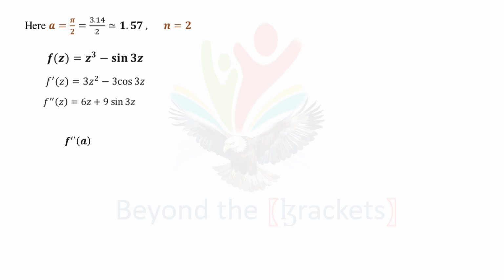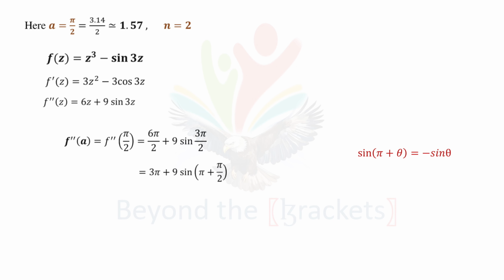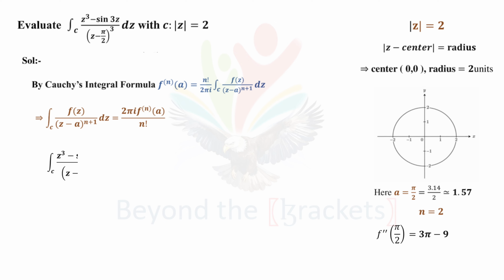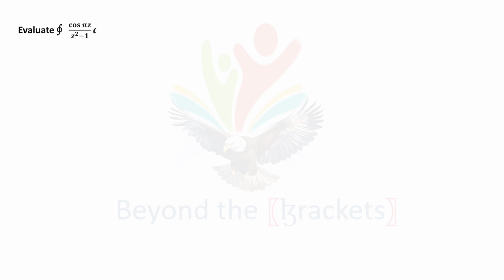f double dash of a will be equal to f double dash of π/2, which will be equal to 6π/2 plus 9 into sine 3π/2, which simplifies to 3π plus 9 sine 3π/2. Sine 3π/2 can be written as π plus π/2. We use the identity sine of π plus θ, which will be minus sine θ. This value is simplified to 3π minus 9 into sine π/2. Since sine π/2 is 1, this further becomes 3π minus 9. Substituting these values in the formula, we get 2πi into f double dash of π/2 divided by 2 factorial. So that will be πi into (3π minus 9) or 3πi into (π minus 3). Moving on to the last question.